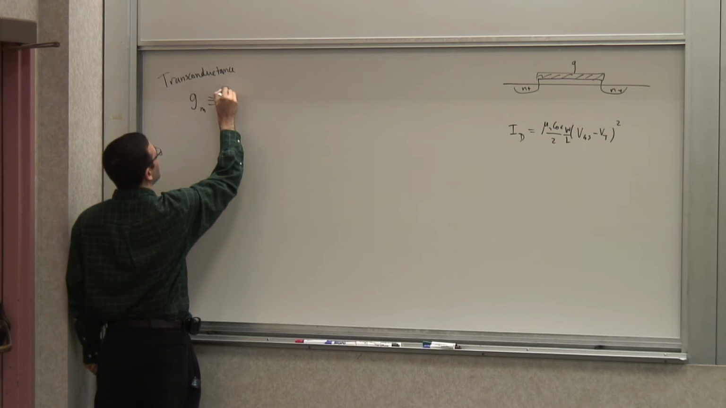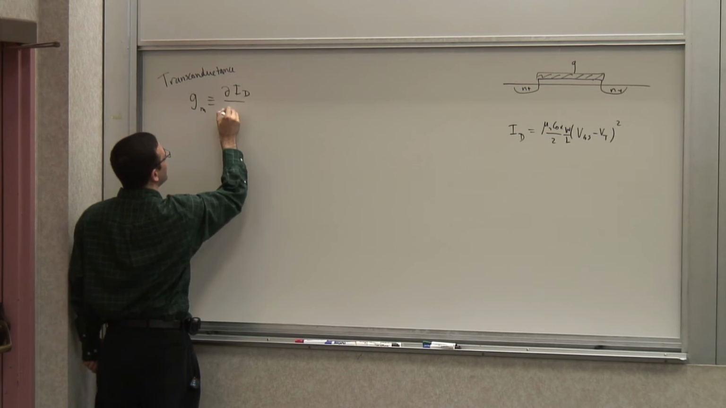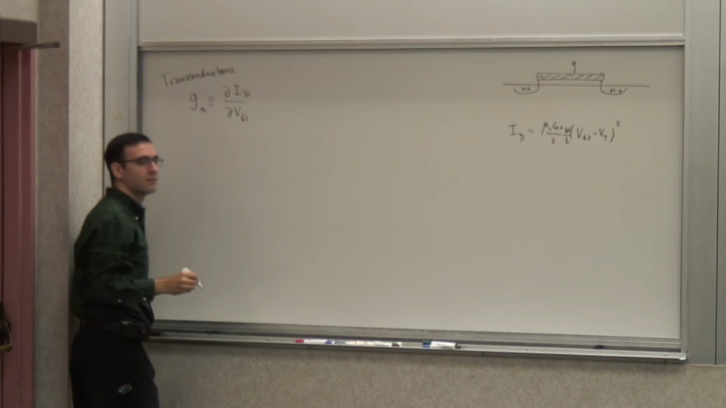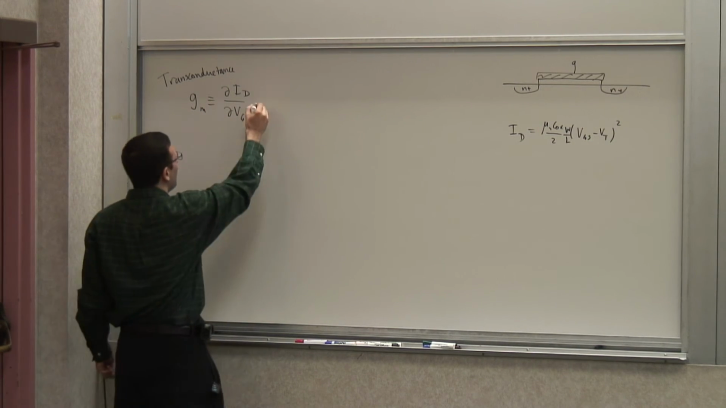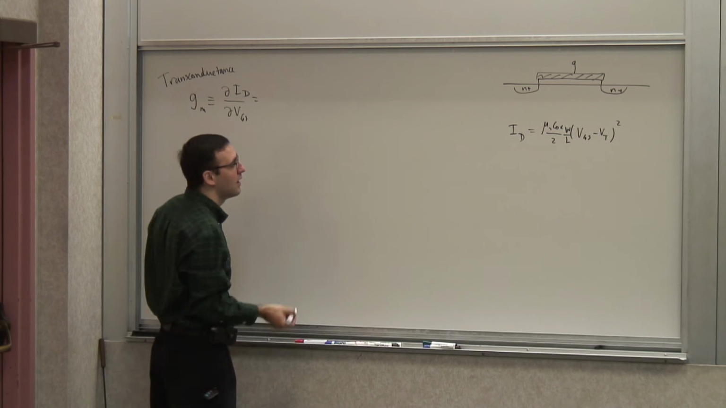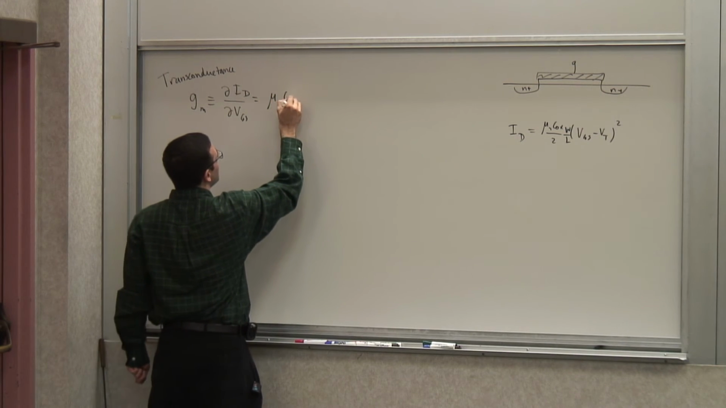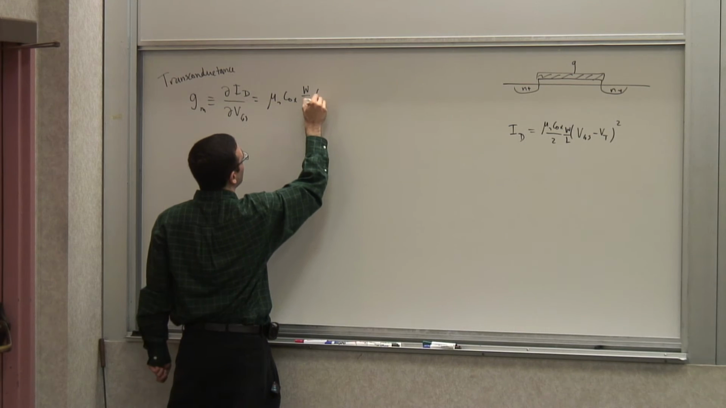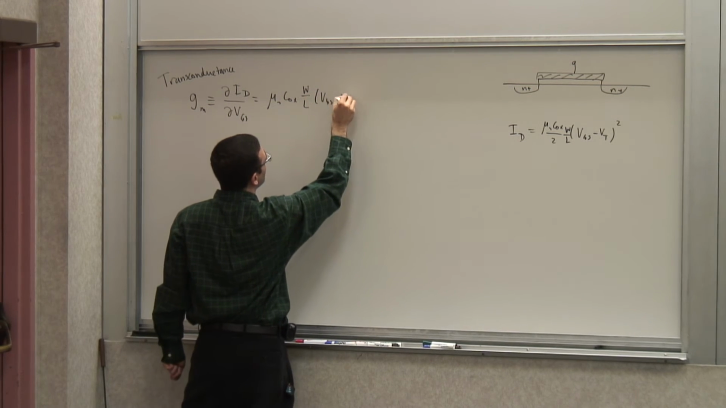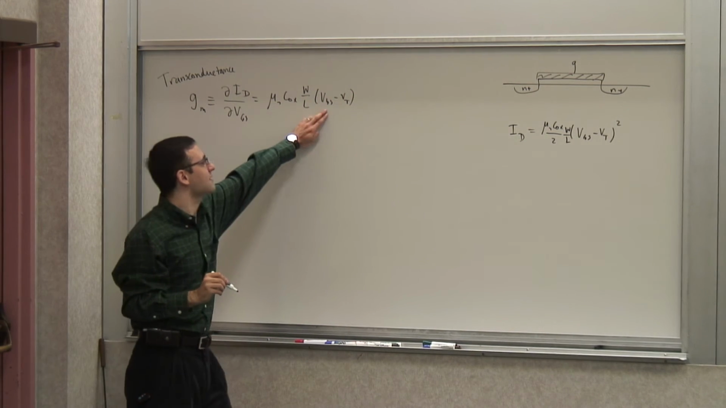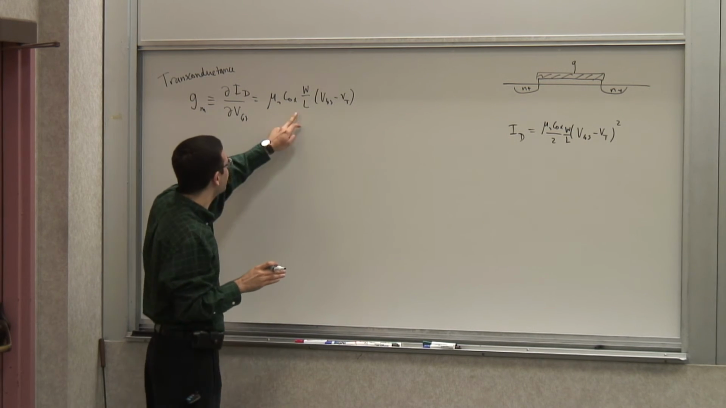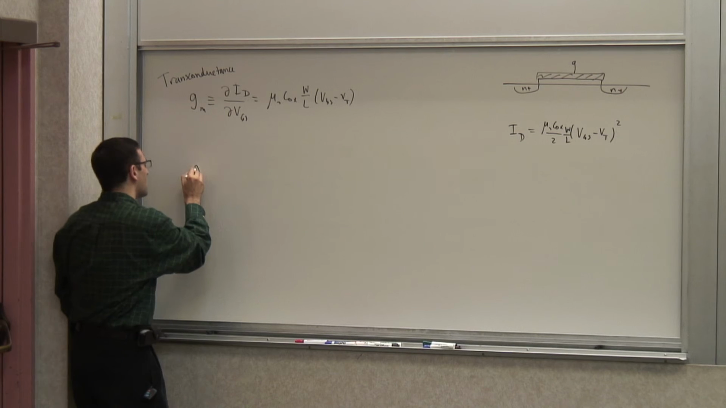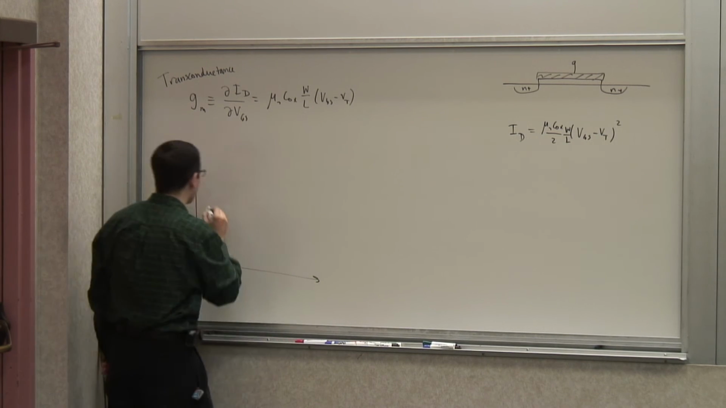Which is by definition dI_D/dV_GS, in a similar way that for the bipolar transistor it was dI_C/dV_BE. Now what is that? Well, you just have to differentiate. It's simple: mu_n C_ox, W over L, (V_GS minus V_T). So if you know your V_GS, this large signal V_GS at the quiescent operating point, that tells you what your transconductance is. In other words, this is another way of saying the same thing.